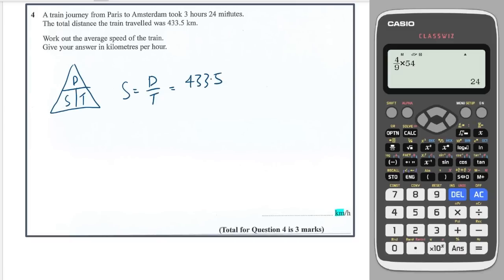But I need to convert this into hours. So I'll do my calculator. I'll do 3, 24, press equals, and that gives me 17/5, or 3.4 hours. So 3.4 is the number of hours. So that goes into my calculator, 433.5 divided by 3.4. Great, that's 127.5.